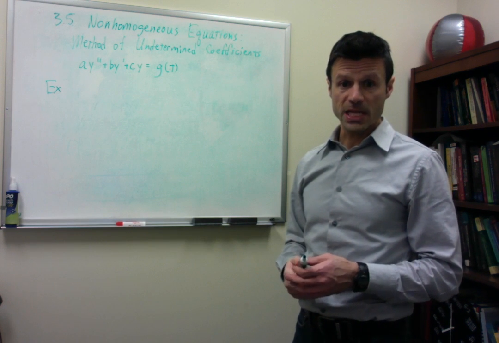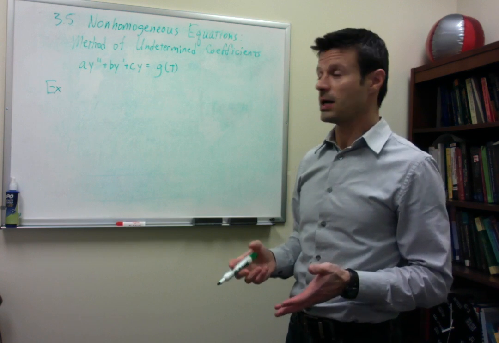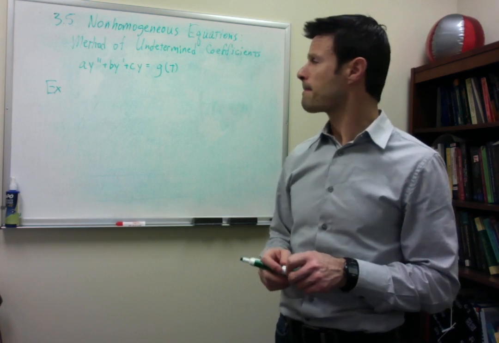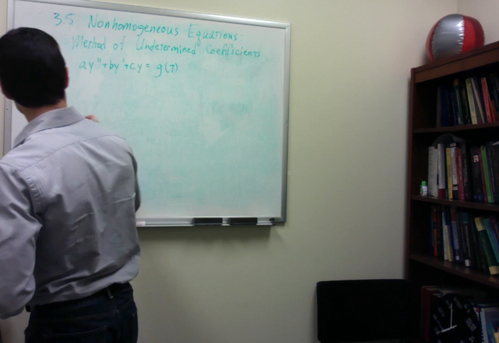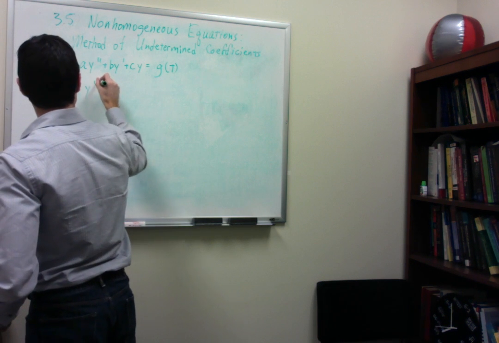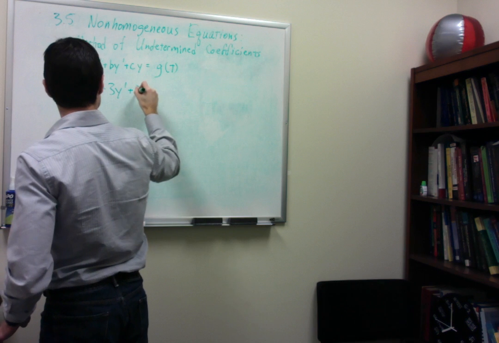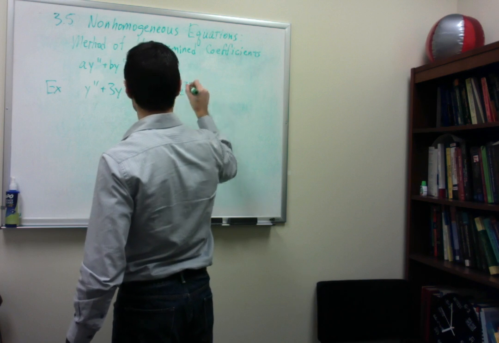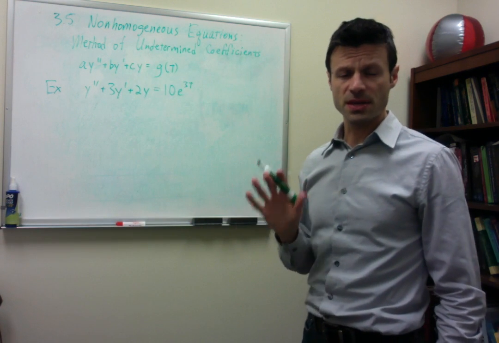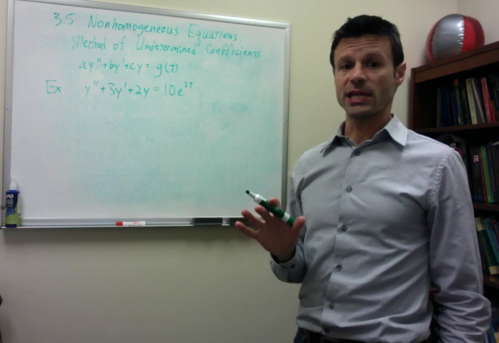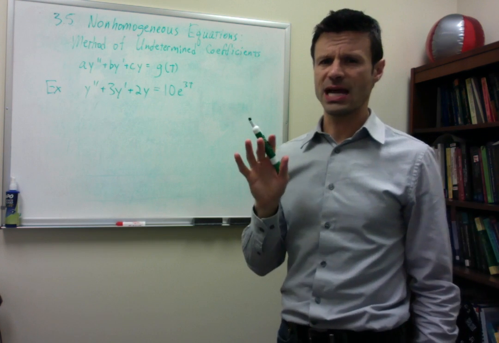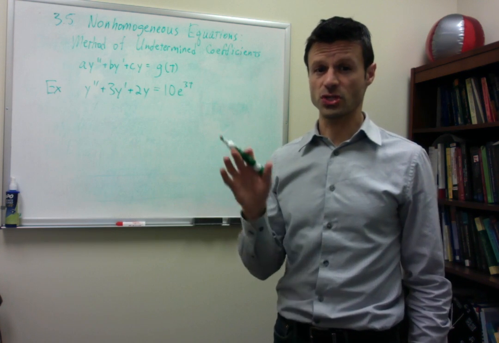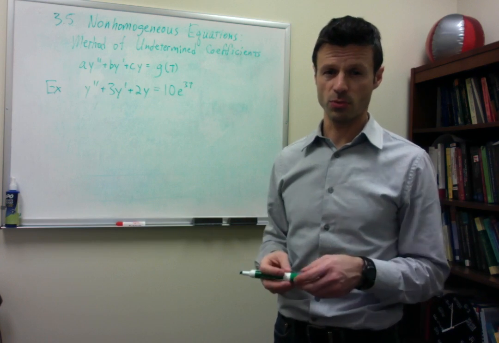All right, and so in this case, what do we do? Well, this method of undetermined coefficients is basically a way of just using an educated guess. Let's consider this example: y double prime plus 3y prime plus 2y equals 10e to the 3t. As I said, this method is based on using an educated guess, but one thing about this method is that it's not really foolproof. So keep that in mind. We'll learn other methods for solving non-homogeneous equations later that are considered more foolproof.